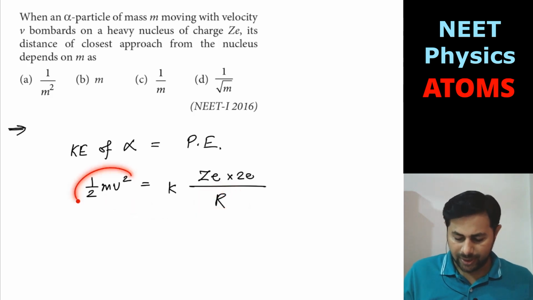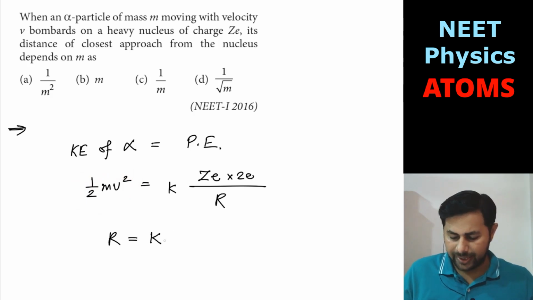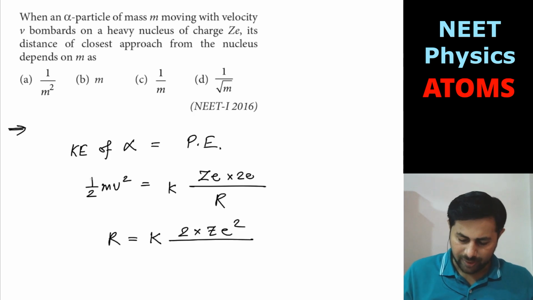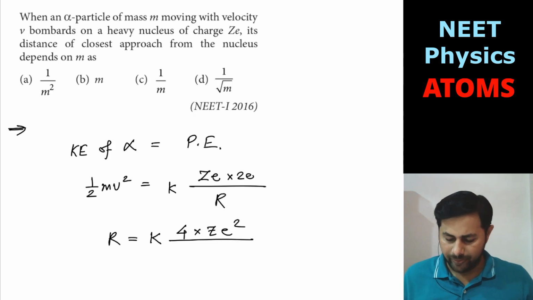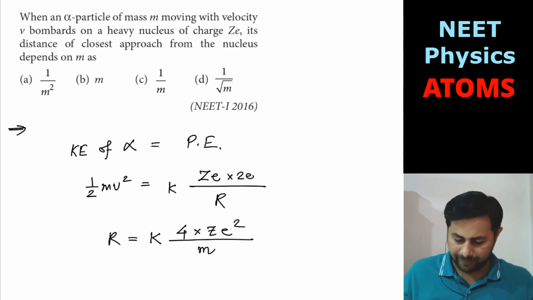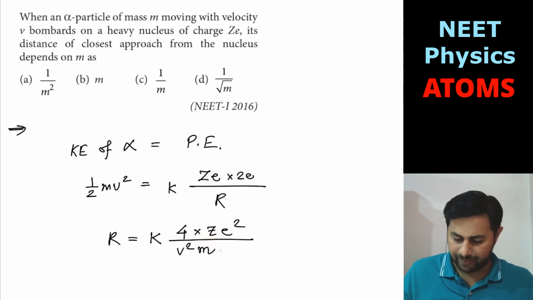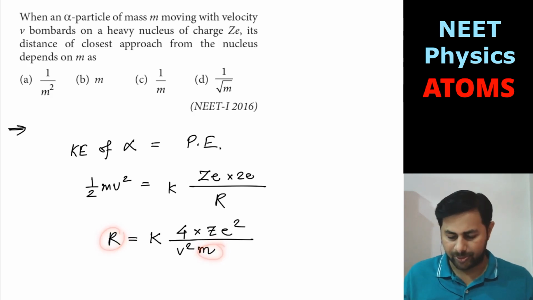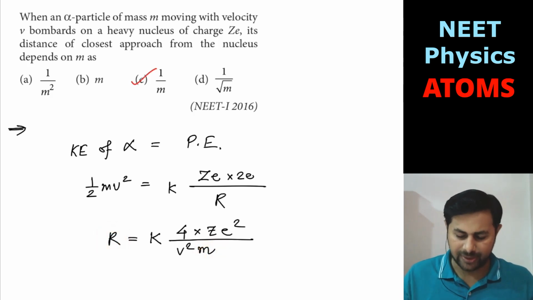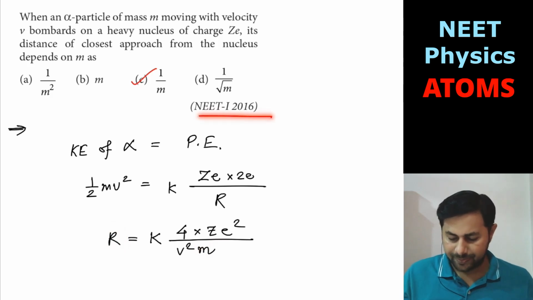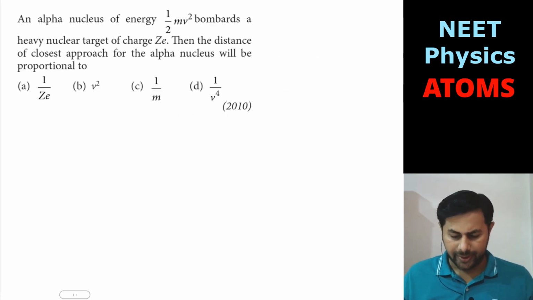So you can move this m to the other side, so you get r is equal to what? K times 2 times Ze square, but that 2 will also go into the numerator, so that becomes 4, divided by v square times m. So r and m are inversely proportional, right? So 1 by m is the answer. Very simple, right? Okay, let's see the next one.